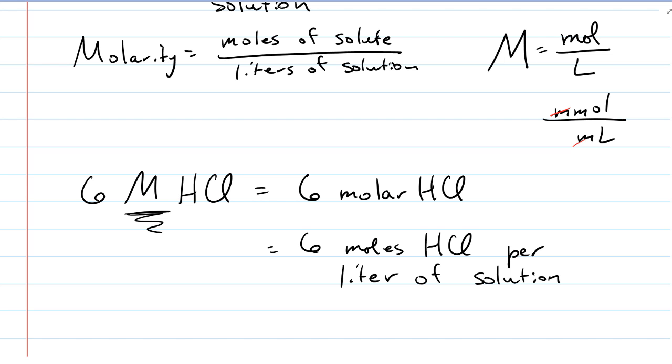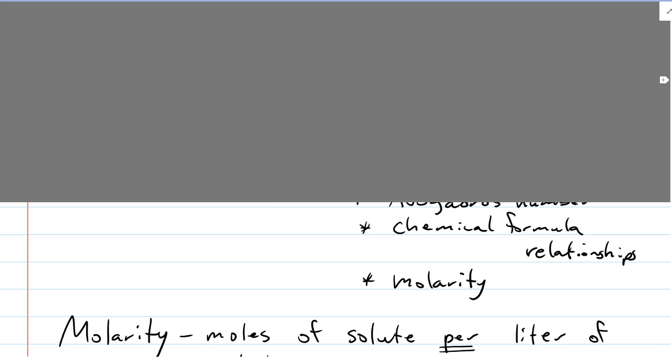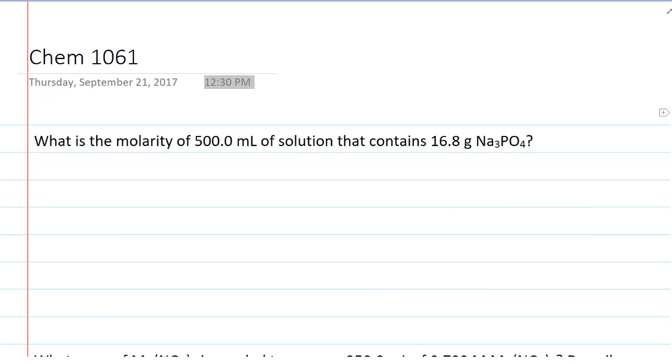So I think we have enough time here today. We're going to knock off the next couple questions in your packet. This will be on the next page in there. And we have this question right here. We'd like to know, what is the molarity of 500.0 milliliters of solution that contains 16.8 grams of sodium phosphate?